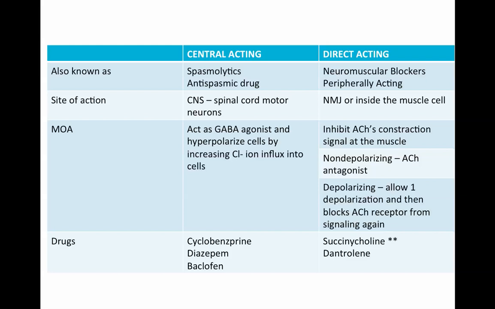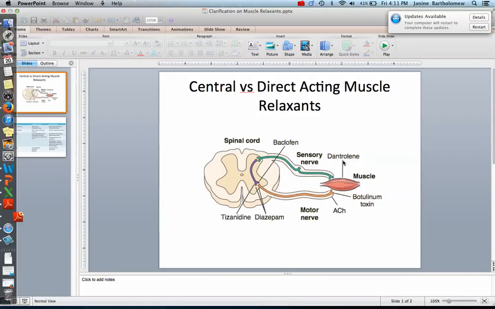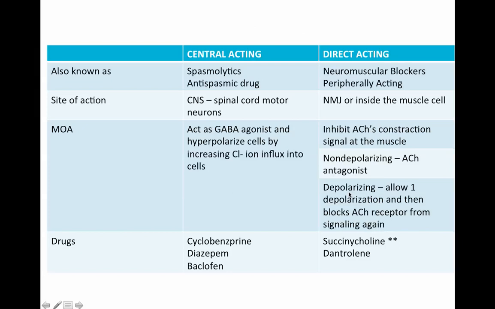So you have the acetylcholine there, you have acetylcholinesterase, and the acetylcholine receptors on the muscle cell. How they work is they inhibit the acetylcholine signal. So it inhibits the contraction signal of acetylcholine at the muscle. And there's two groups. We have what we call the non-depolarizing, and so that allows for one depolarization.